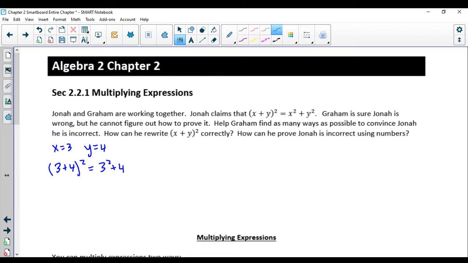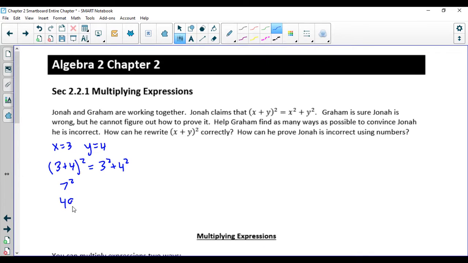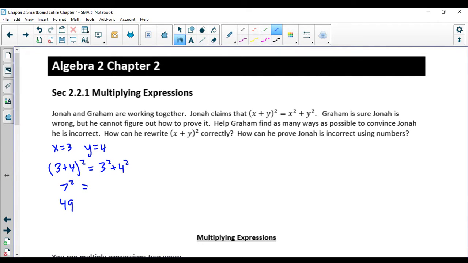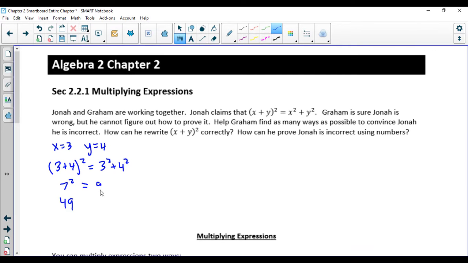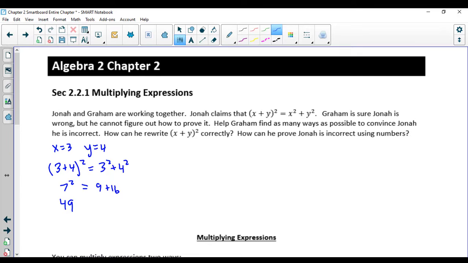Well, if we follow PEMDAS, on the left-hand side, I'd have to do parentheses first. So inside the parentheses, I have to add the 3 and the 4 to get 7 squared, and 7 squared is 49. On the right-hand side, there's no P for parentheses, so I do exponents first. 3 squared is 9, plus 4 squared is 16, and 9 plus 16 is 25. Does 49 equal 25? It certainly does not. So that means Jonah is incorrect. They do not equal each other.